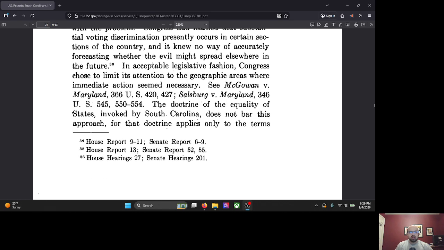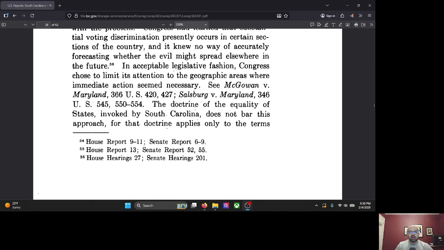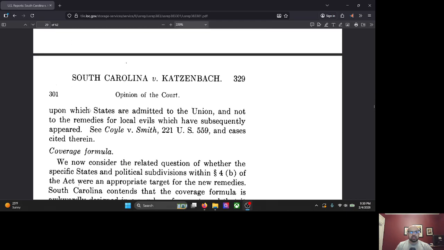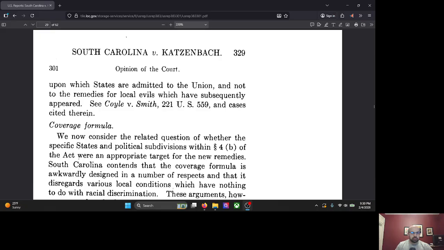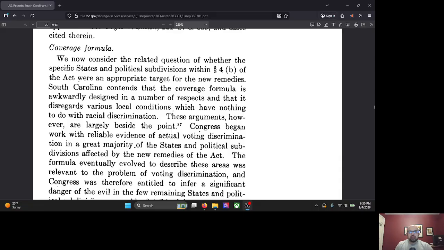The doctrine of the equality of states, invoked by South Carolina, does not bar this approach, for that doctrine applies only to the terms upon which states are admitted to the Union and not the remedies for local evils which have subsequently appeared, and cases cited therein. Coverage formula. We now consider the related question of whether the specific states and political subdivisions within subsection 4b of the Act were an appropriate target for the new remedies.